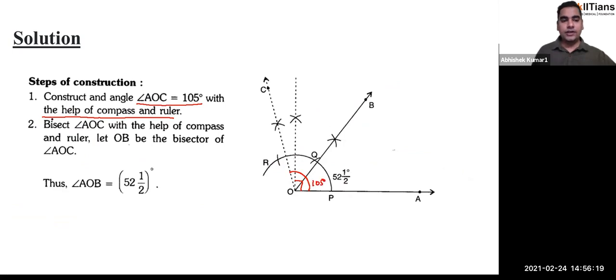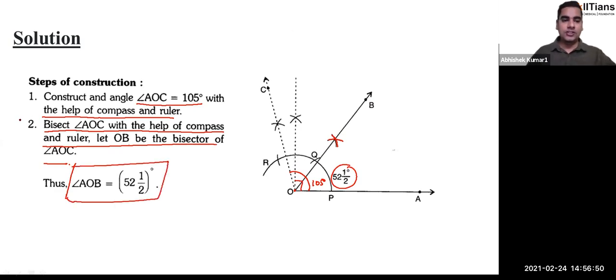Then what they did, they bisected this angle AOC with the help of compass and ruler, and let OB be the bisector of AOC. They bisected this angle by doing exactly the same steps, taking more than half of the arc length and then making two arcs which cut each other at one point. After that, they joined point O to this point of intersection, and thereafter they got their angle, which is 52 1/2 degrees. That's exactly what we were supposed to do in this problem. Clear? Here it mentions the steps of construction as well. I suggest you all please go through these steps of construction thoroughly, as they can ask you this in your examination also. All right.